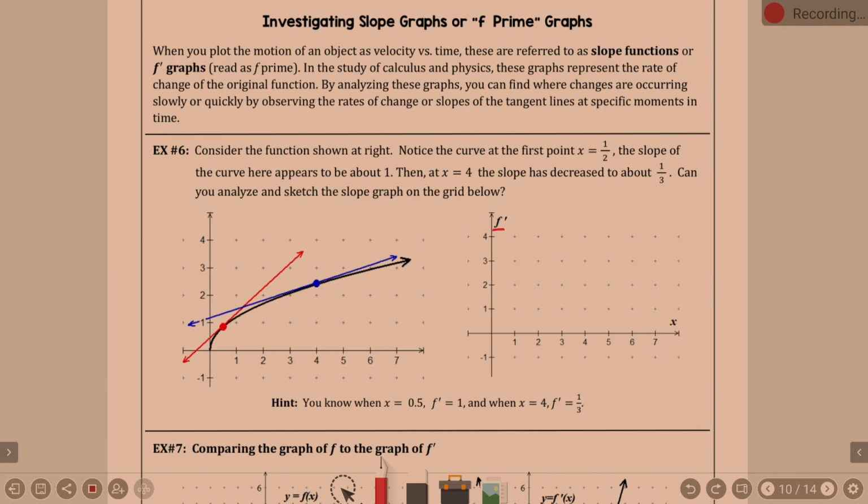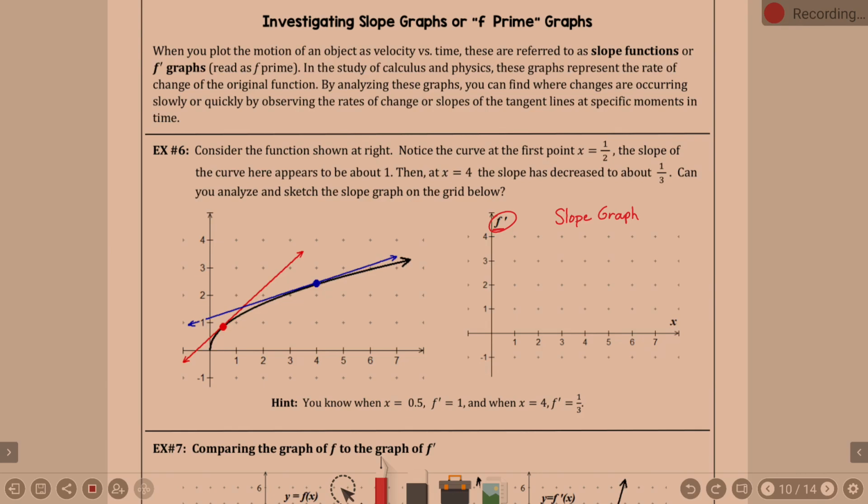So, consider the function shown at the right. Notice the curve at the first point, x equals 1/2. The slope of the curve here appears to be about 1. Then at x equals 4, the slope has decreased to about 1/3. Can you analyze and sketch the slope graph on the grid below? Okay, so, I guess I called it a derivative graph. It's the graph of the first derivative here, right? So we're no longer graphing x and y, we're graphing x and y prime.